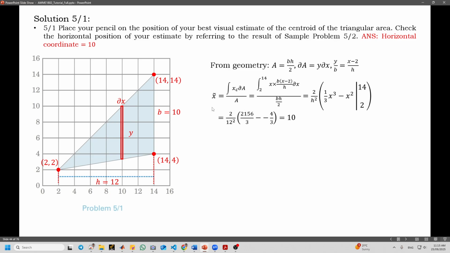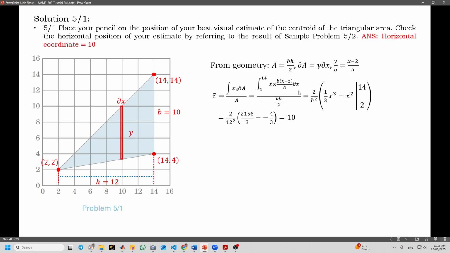and we know from the book that x bar is equal to integration of xc dA over A. So how much is the area of this element? From here we find y from these equations: b times x minus 2 over h, and instead of xc I put x, because xc of this element, is a small element, is equal to x.